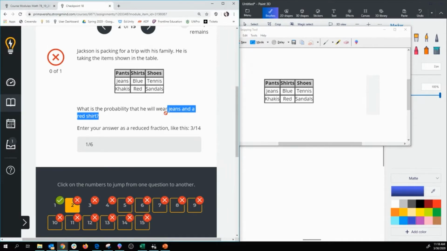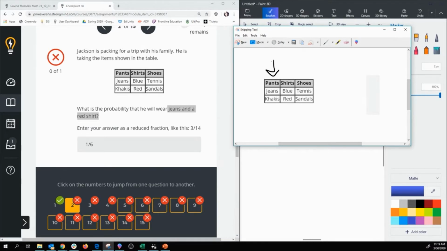Okay, so jeans and a red shirt. What we want to do for this problem is determine the probability for each one of our columns. And since it has the word and in between them, we want to multiply our probabilities, okay, because it uses the word and. So for our first column here where we're talking about pants, how many total options does Jackson have to pick from for pants?